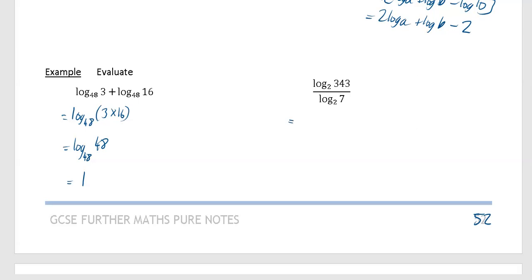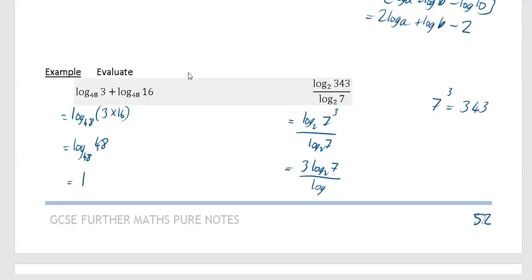Okay, this one looks a little bit trickier to me. If I look at this top line, not easy to see, but 7 to the power of 3 will give you 343. So really what you have on the top line is log to base 2 of 7 cubed, all over log to base 2 of 7. So we'll write that as 3 times log to base 2 of 7. That's what our top line is, divided by log to base 2 of 7. And if you divide those, the log to base 2 of 7 terms just cancel, just leaving you 3.